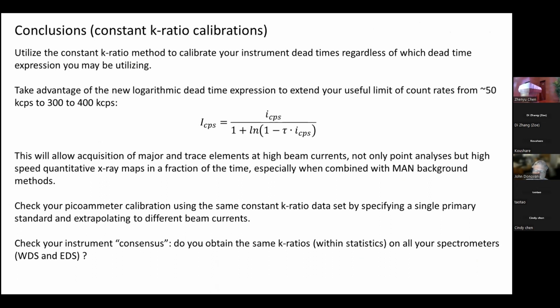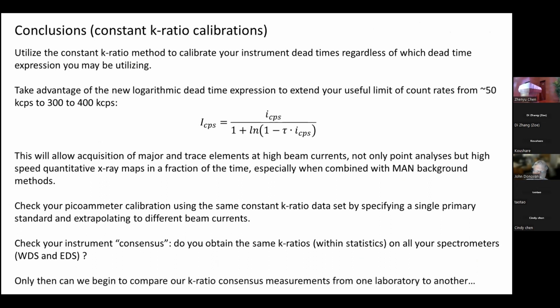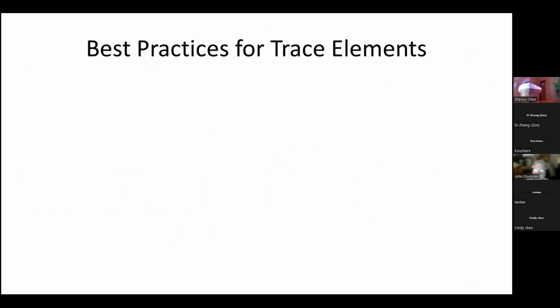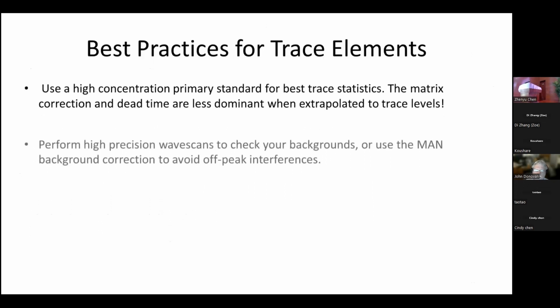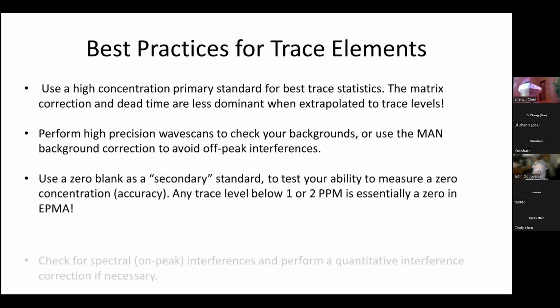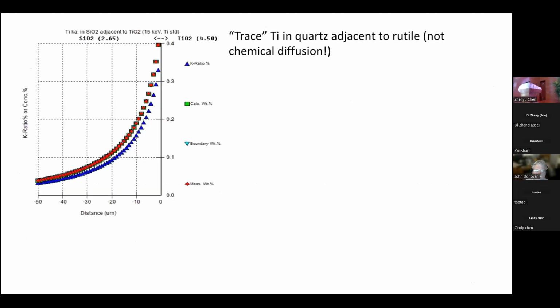You also need to check for agreement from one spectrometer to another. Do all your spectrometers give the same K ratio? If they're tuned up to the same element at the same beam current and same beam voltage, they should give the same K ratio. So I'm going to go a little bit into trace elements here very quickly because I think I'm running out of time.